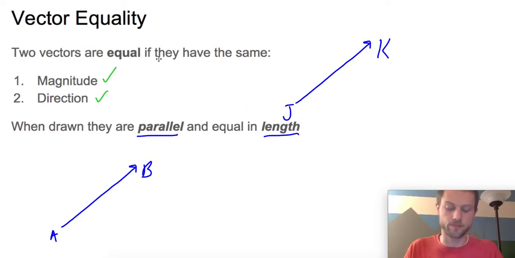So they are equal to each other. What's nice and convenient, as we'll see later down the road, is that vector equality gives us the ability to translate vectors and move them all over the place. So there's going to be some strategy to moving these vectors when we add them, when we multiply them, when we subtract them. You'll see that later on down the road.